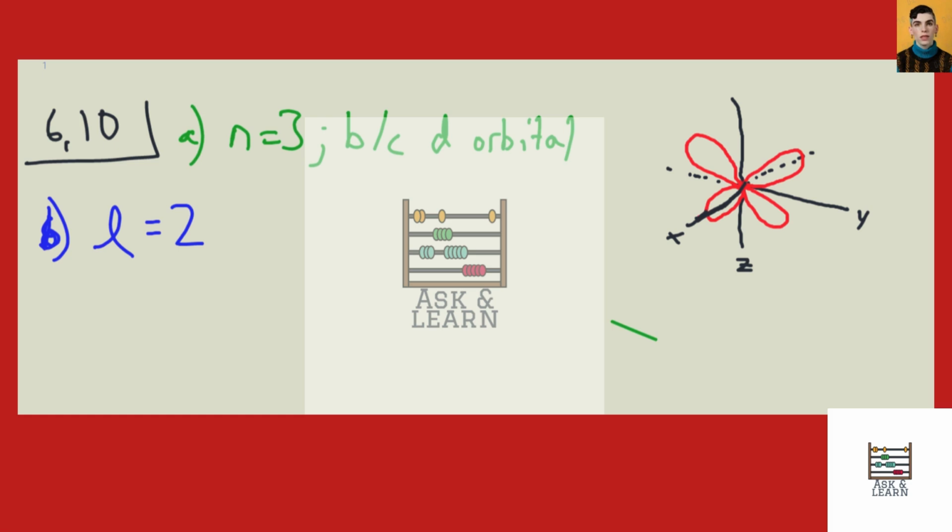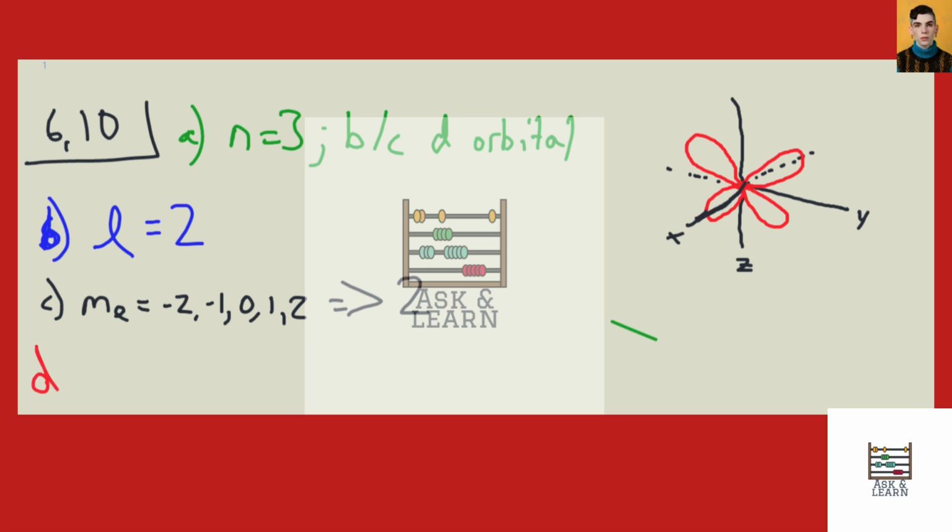And part C says, what is the largest possible value of the magnetic quantum number m sub L? So when we have m sub L, the possible values are -2, -1, 0, 1, and 2. So 2 is the largest possible value.